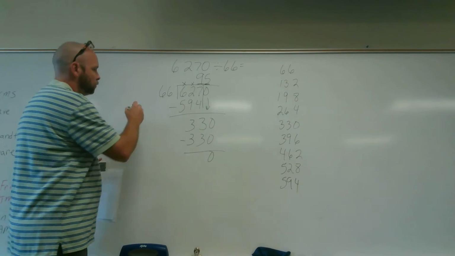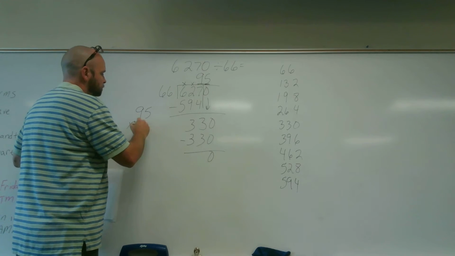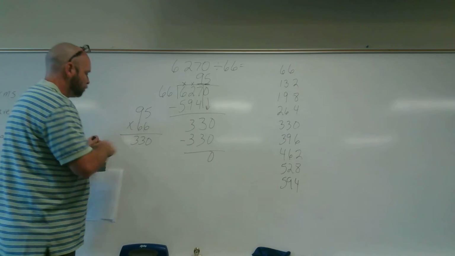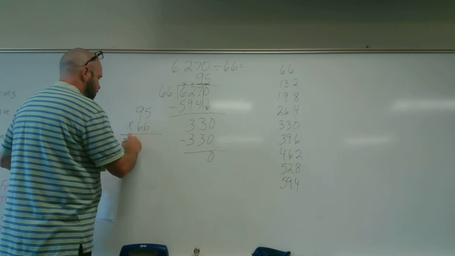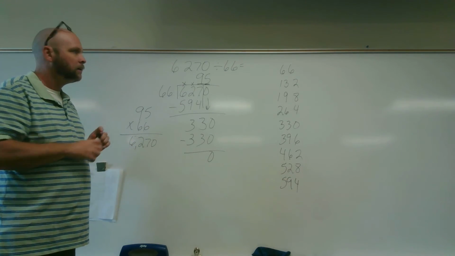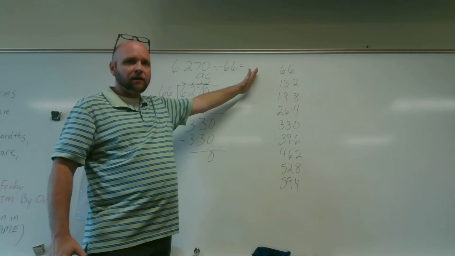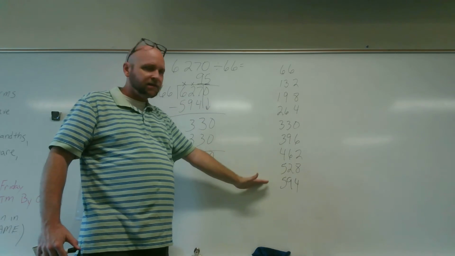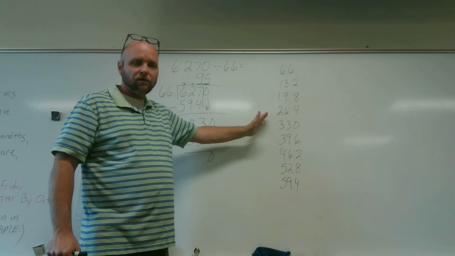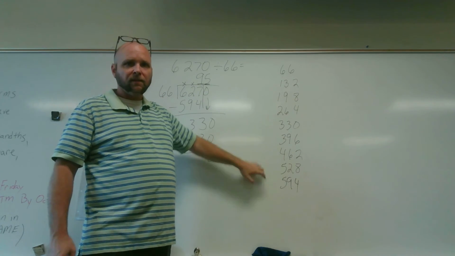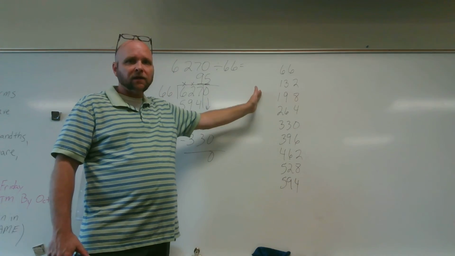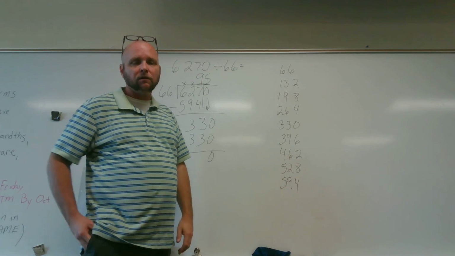If I wanted to check it, I could do 95 times 66, and I would get a product of 6,270. But when we're doing the two-digit problems, I know it takes longer, but once you do this, you're really only multiplying by one-digit numbers. It makes your life easier. So list these out. We'll talk about a guess and check method next video. But write these down like this, and you'll be happier, I promise.